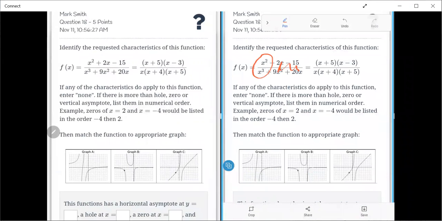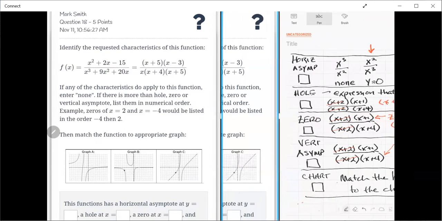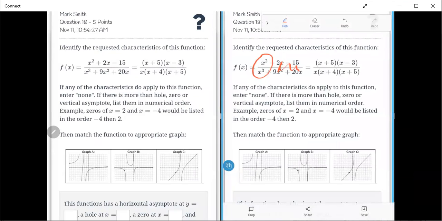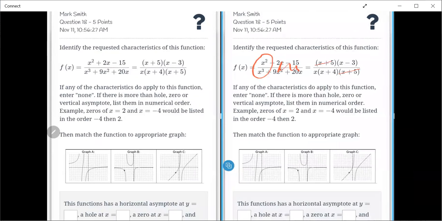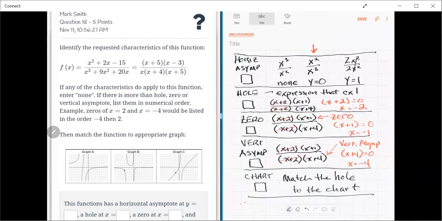This says x squared over x cubed. We go to our chart over here, we find x squared over x cubed, which is right there. And that says when you have x squared over x cubed, the answer is y equals 0. So that's how you find the horizontal asymptote. Next is the hole. So we look and see if we can cancel anything in this expression. We can cancel this x plus 5. So that means there is a hole at x plus 5.